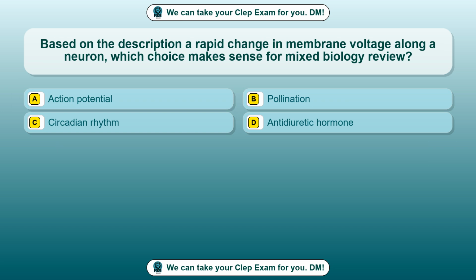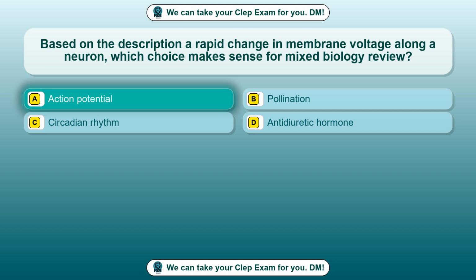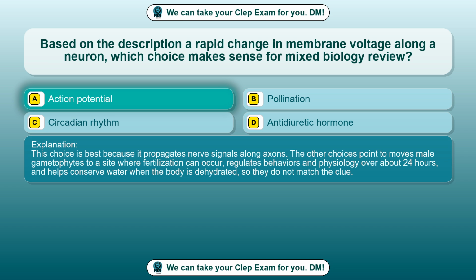Question 61. Based on the description a rapid change in membrane voltage along a neuron, which choice makes sense for mixed biology review? Option A, action potential. Option B, pollination. Option C, circadian rhythm. Option D, antidiuretic hormone. The correct answer is option A, action potential. This choice is best because it propagates nerve signals along axons. The other choices point to moves male gametophytes to a site where fertilization can occur, regulates behaviors and physiology over about 24 hours, and helps conserve water when the body is dehydrated, so they do not match the clue.